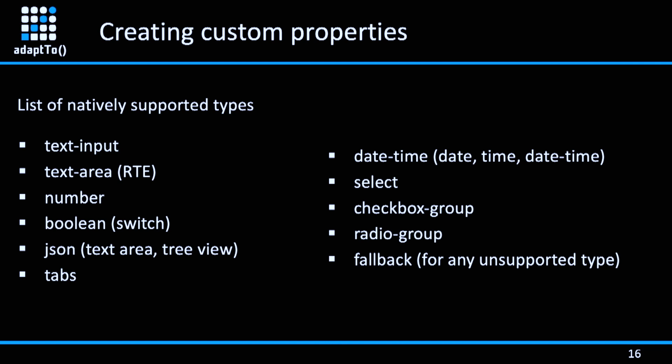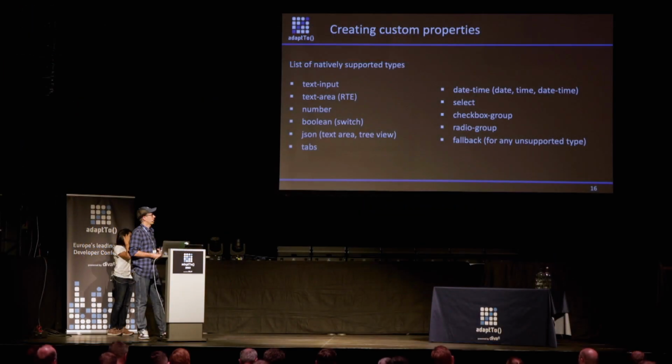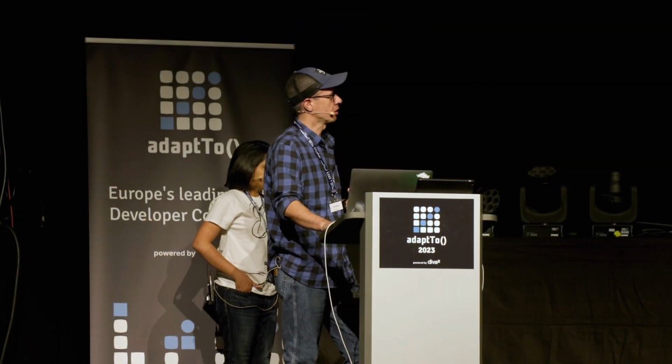And so this panel that you saw comes with some natively supported fields. We can render something similar to what you see in HTML, like an input element, text area for rich text editing, number, some kind of switch. You can also edit JSON blocks, either in a text area or in a tree view. You can combine those fields into tabs, and we also have a date, time, and datetime picker, select, checkbox group, radio group, and also a fallback in case a specific validator or specific renderer is not registered.